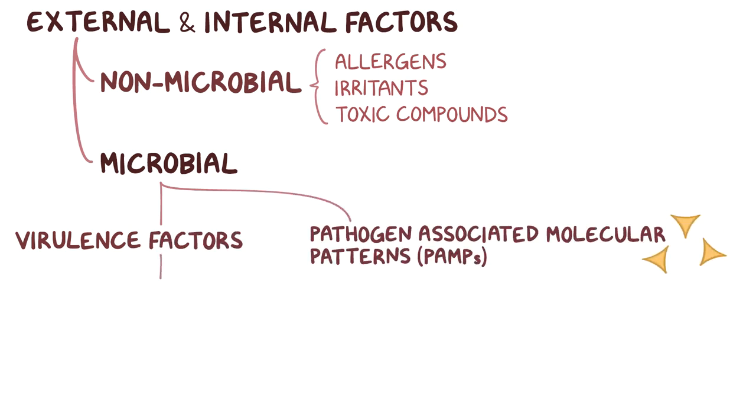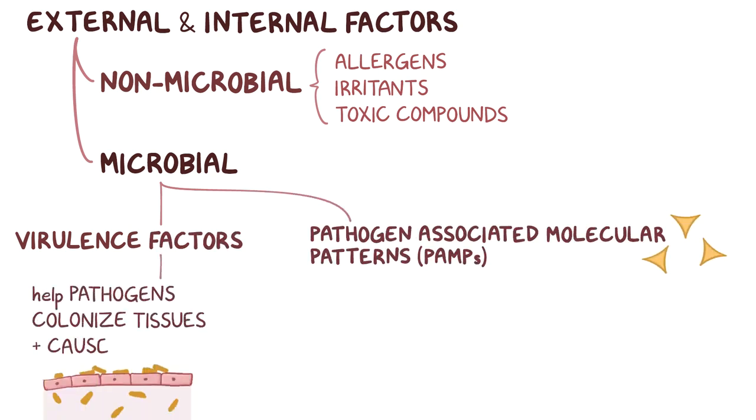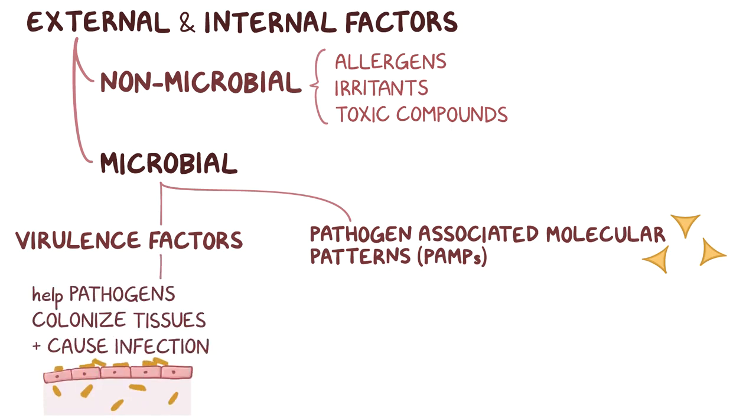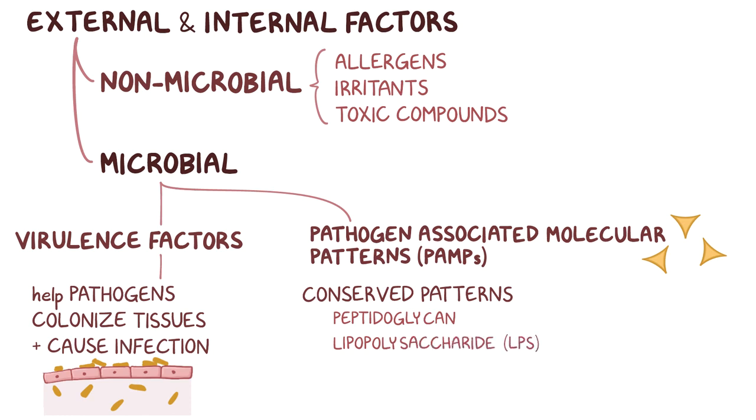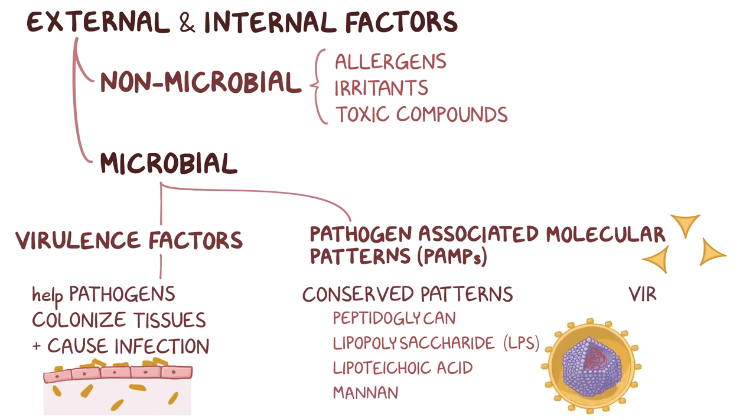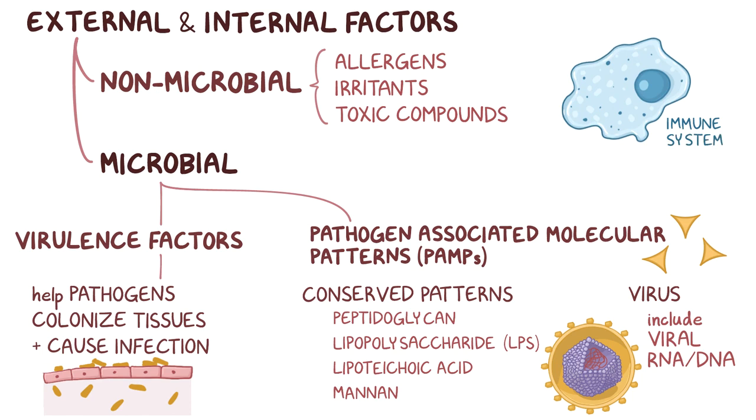Virulence factors are molecules that help pathogens colonize tissues and cause infection. PAMPs are small molecules with conserved patterns that are shared across many different pathogens, including bacterial wall components like peptidoglycan, lipopolysaccharide or LPS, and lipoteichoic acid, and fungal wall components like mannan. For intracellular pathogens like viruses, PAMPs might include the viral RNA or DNA. Our immune system recognizes virulence factors and PAMPs as foreign substances, and can trigger an inflammatory response against them.